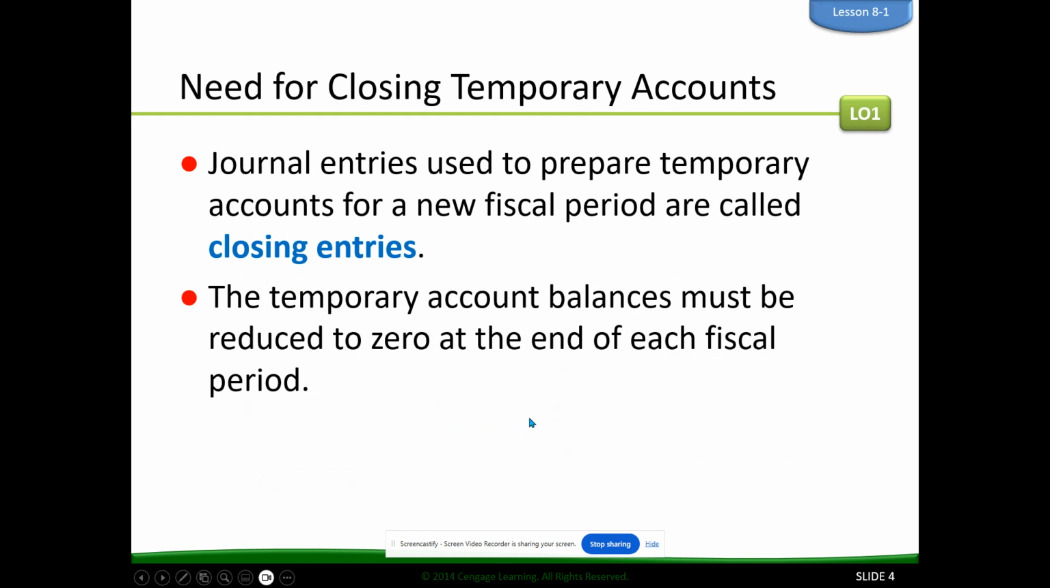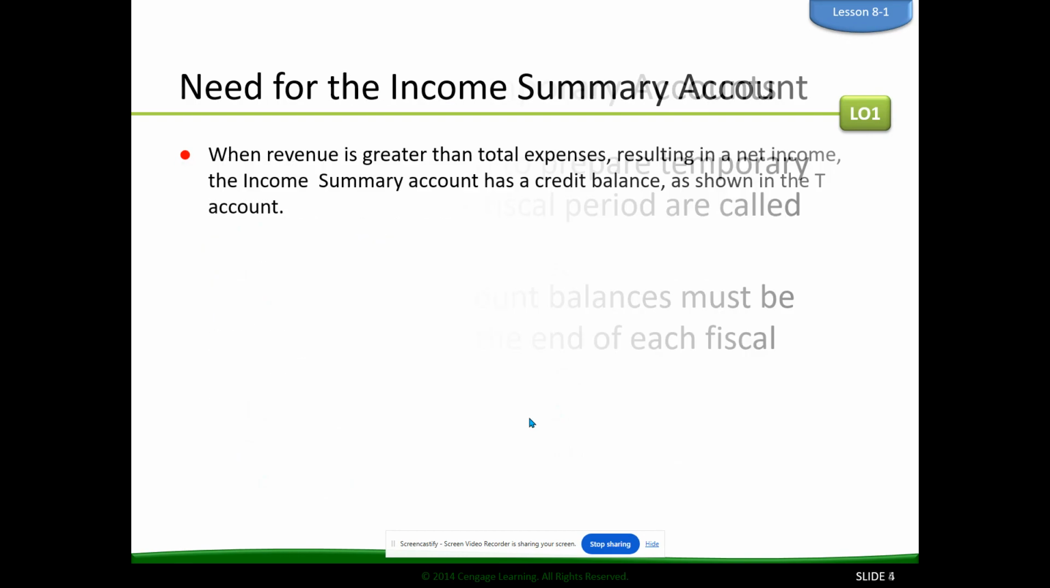Now, in those closing entries, we're taking all of those temporary accounts that have been open for this period, and we are closing them. We're giving them a zero balance, so that way they start fresh for the next period. So we know exactly on day 1 how much money we make and how much money we're spending.